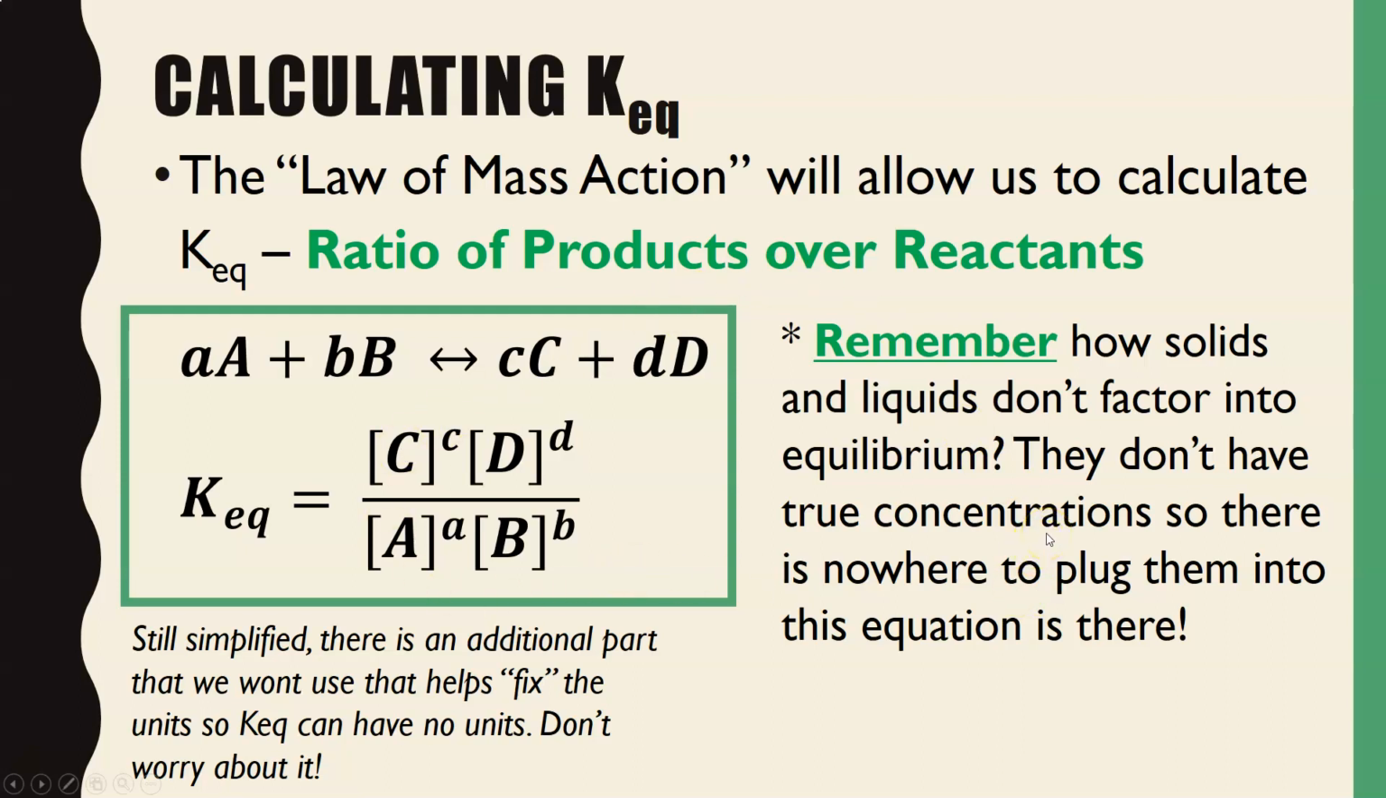One thing to understand that not all teachers go over is the fact that how we write our law of mass action is actually simplified. There is an additional part to this calculation that is really far and above beyond what we're going to do here. And it's a correction value, and it will help get it so that your K value has no units left over. We will never worry about that. If you get on the internet and you start looking up stuff, you may see these extra things thrown in. Most high schools don't cover that, so don't worry about it.